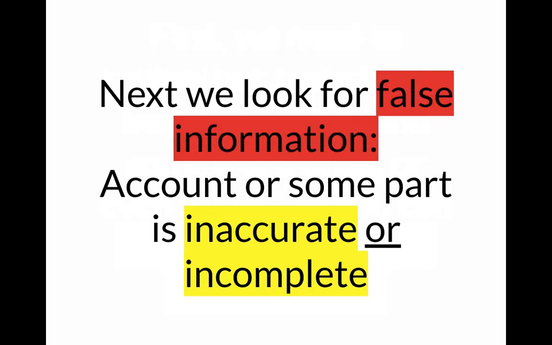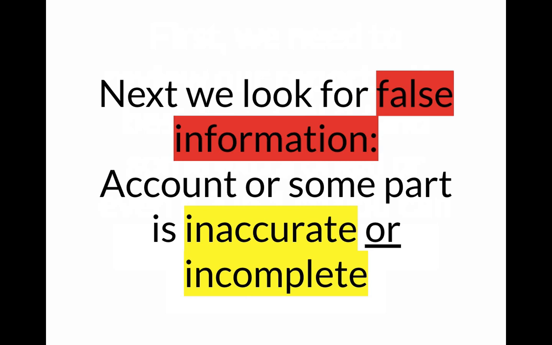So what we're looking for is false information, and that means the account as a whole or even some part of the account. So we'll see here in a minute. If you look on your credit report at your Bank of America mortgage, it's got 20 different pieces to it. It's got the open date and the status and the payment history and date of last payment, amount of last payment, scheduled payment, high balance, current balance. I mean, it's just got all this information.